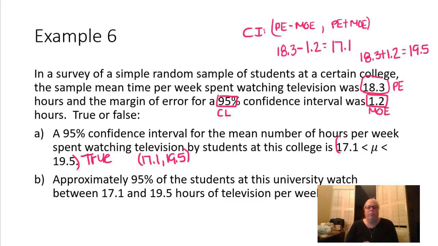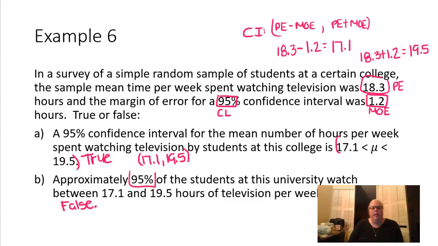Part B, approximately 95% of the students at this university watch between 17.1 and 19.5 hours of television per week. Again, is this true or false? This statement is actually false. And at first glance, it looks like it ought to be true because we made a 95% confidence interval.